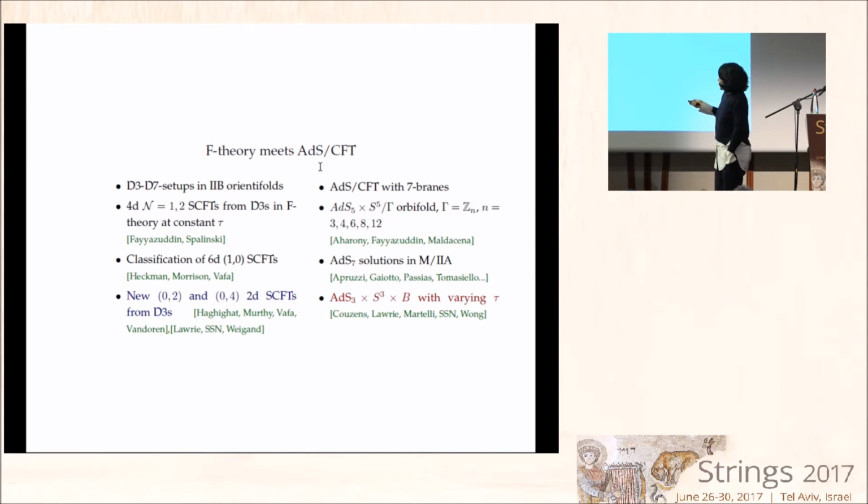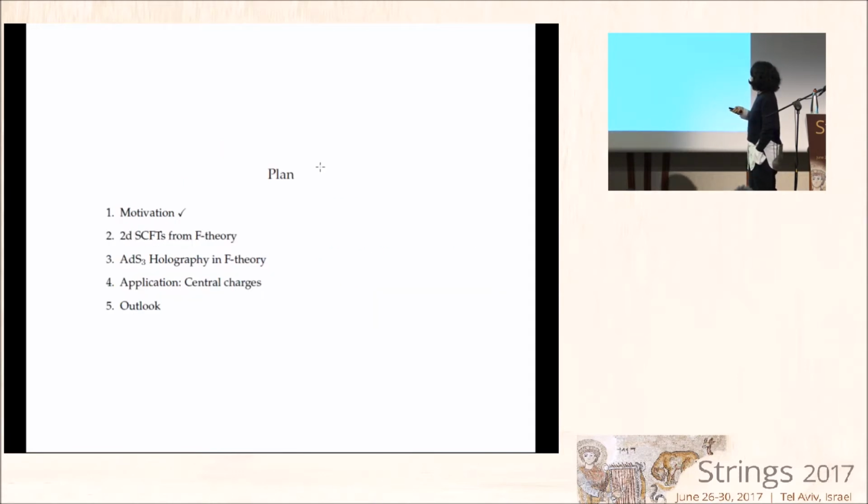What we'll consider here are these two-dimensional (0,2) or (0,4) theories arising from D3 branes that are dual to AdS3 times S3 times B, and B is not going to be Calabi-Yau. So this is the new type of solution we'll consider.